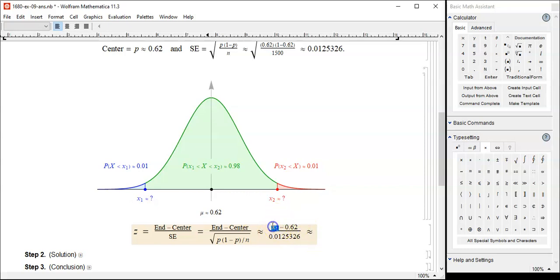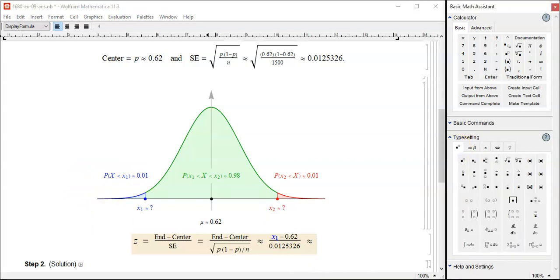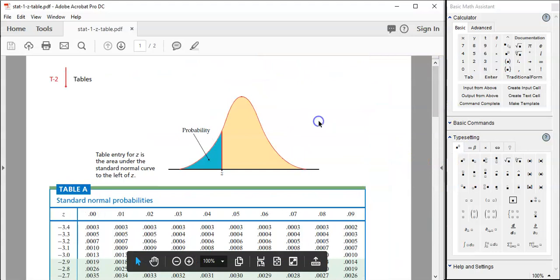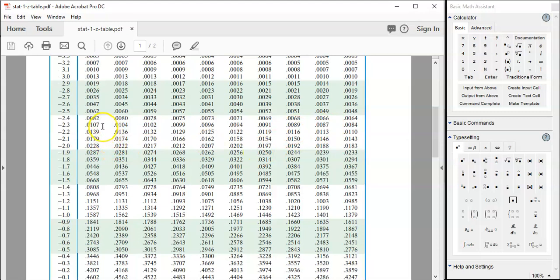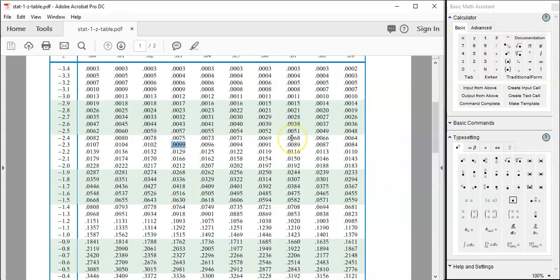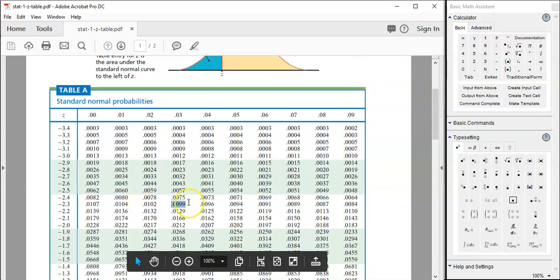All right. X1 is the quantity I'm looking for, and the z-score associated is to 1% here to the left, and that's something I can figure out from the z-table. Let's go ahead and do that. Here's my z-table, and 1% to the left. What's closest to 1%? Here we go. 0.0099, this one. This is the closest to 1%. This one is 0.0102. This one's closer.